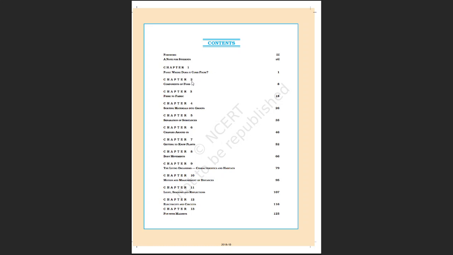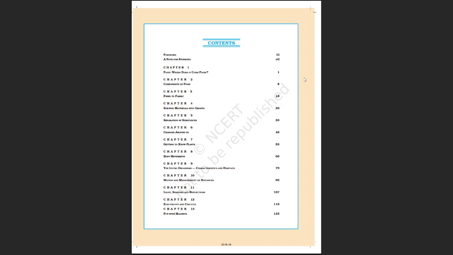Now the second chapter is Components of Food. In this we will study the food which we eat, the components which it includes, whether it includes nutrients, minerals, carbohydrates, proteins, etc. So our third chapter is Fibre to Fabric.